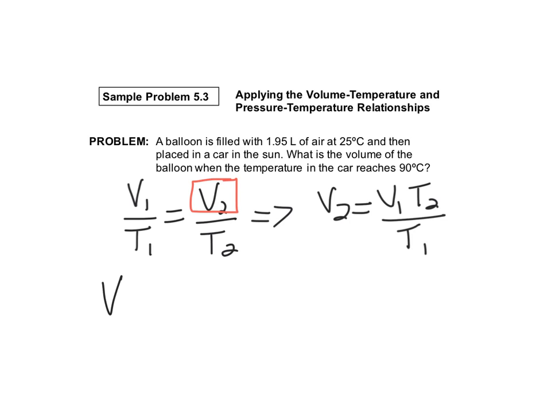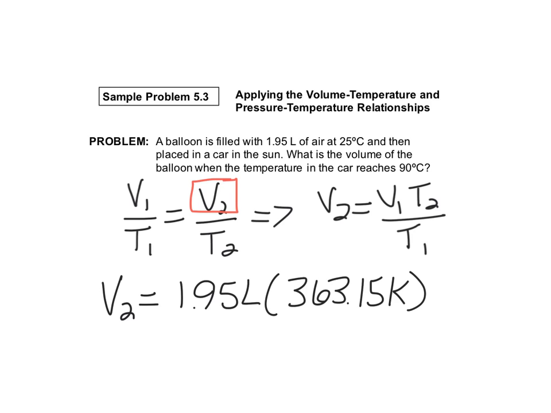So let's start plugging things in. So V2 is then going to equal V1. My first volume was 1.95 liters times T2. The car's temperature is changing to 90 degrees C, and so 90 plus 273.15 is equal to 363.15 Kelvin, divided by our initial temperature, which was 25 degrees C, and so 25 plus 273.15 is going to be 298.15 Kelvin.